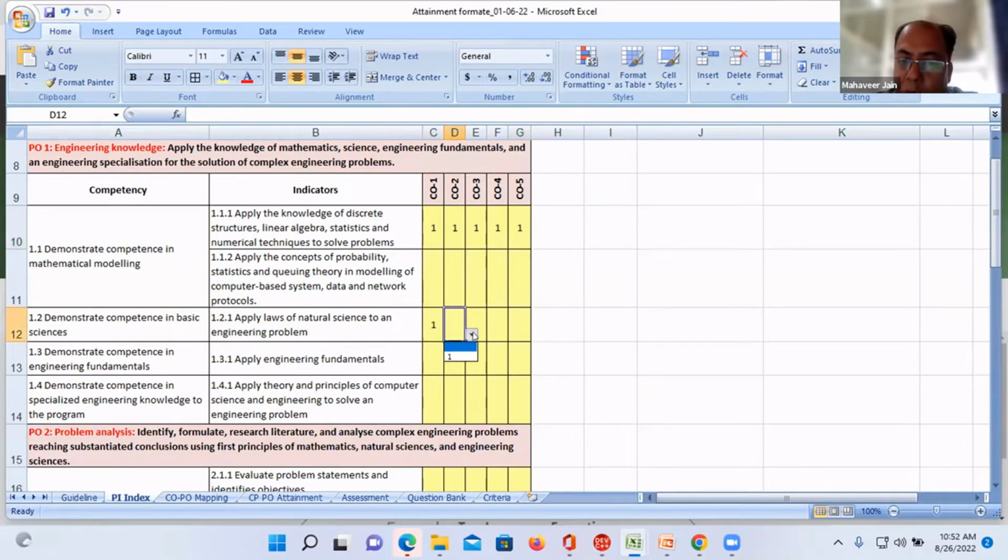You read the statement of the PI, you read the statement of your course outcome, and then you put whether it is mapped or not. So you need not write 1, 2, 3. You need to write only whether it is mapped or not. If it is mapped, you put the 1. Suppose I am putting the 1 here.